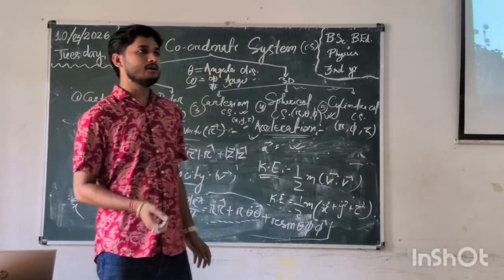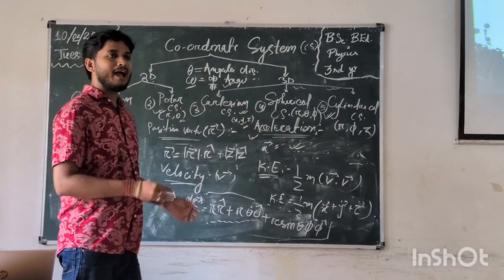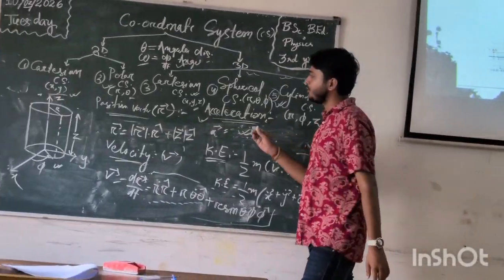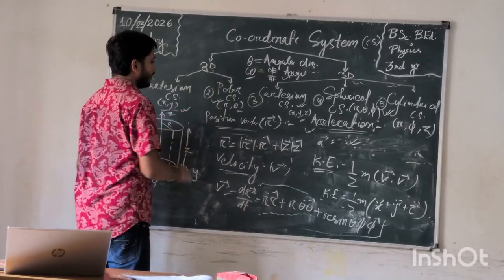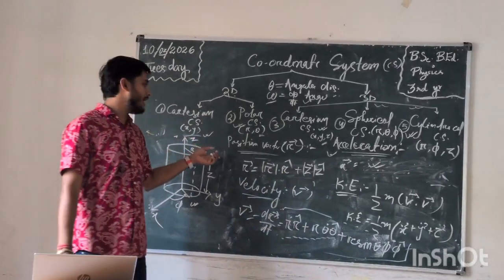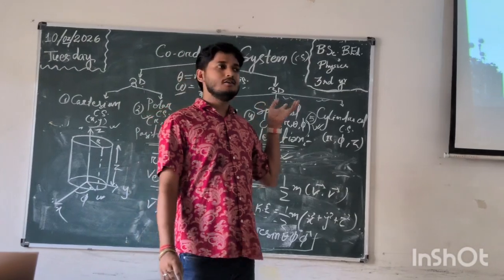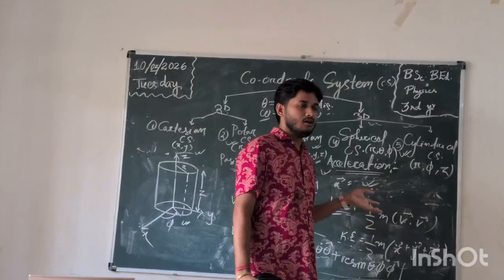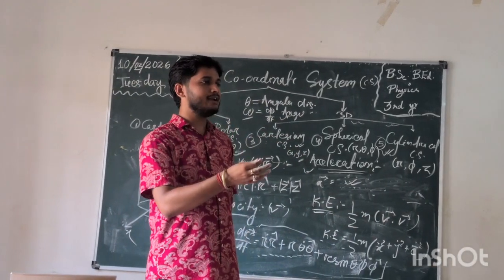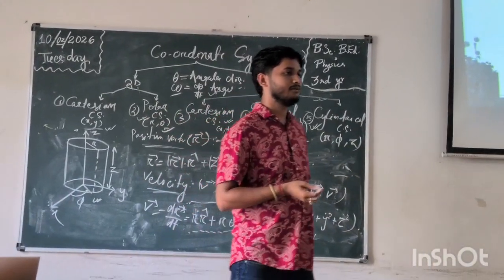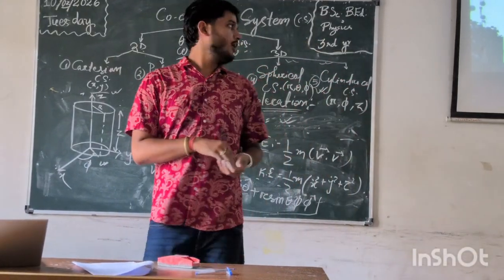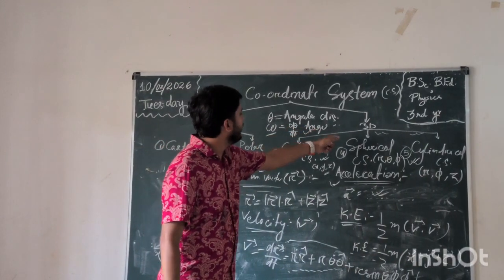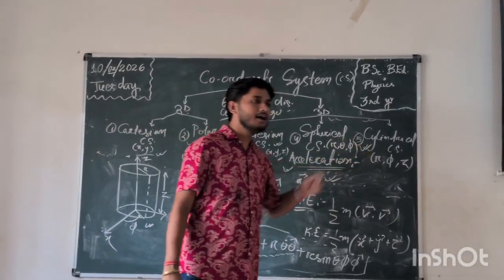I have a problem also, but due to lack of time, I will give it as homework. Lastly, I have a problem based on polar coordinates, where we have to find the velocity in terms of r and theta. If you want to write that question, I will post it. First we studied Cartesian and polar in 2D, and in 3D we discussed Cartesian, spherical and cylindrical.